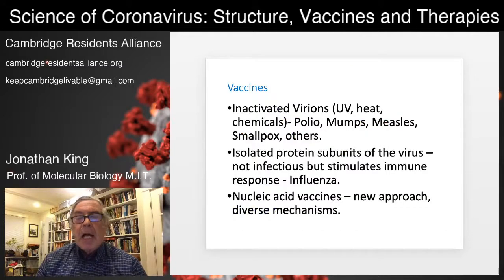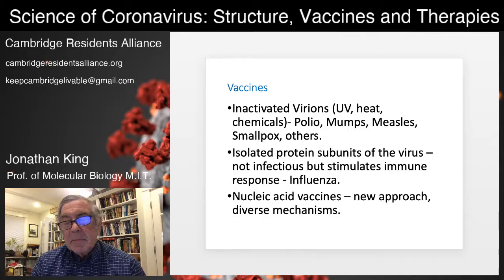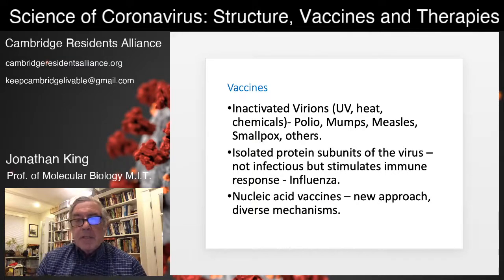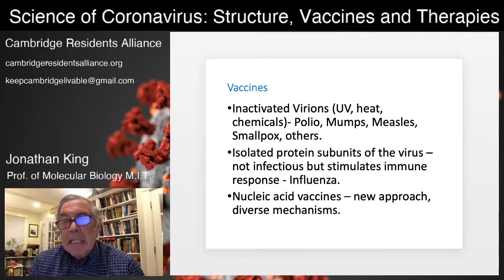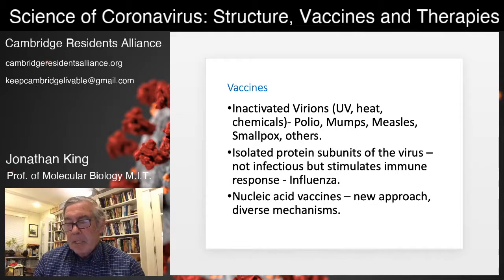Now, you have in your blood, all of us have millions and millions of white cells, billions of white cells, and they are making a great variety of slightly different antibodies. So, for example, I've had the flu vaccine, and so my body has been stimulated to make antibodies against flu.